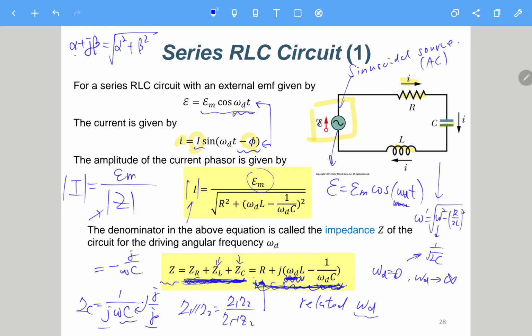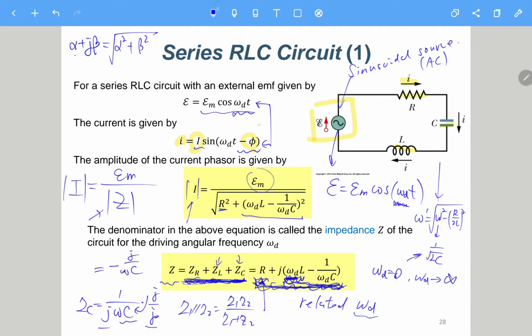So this is the real part, r squared. So we have r squared here, and then this is the imaginary part. So we take the square of this part, and then add them together, take the square root, and that will be the absolute value of z. So this is actually the absolute value of I equals Em over the absolute value of z.